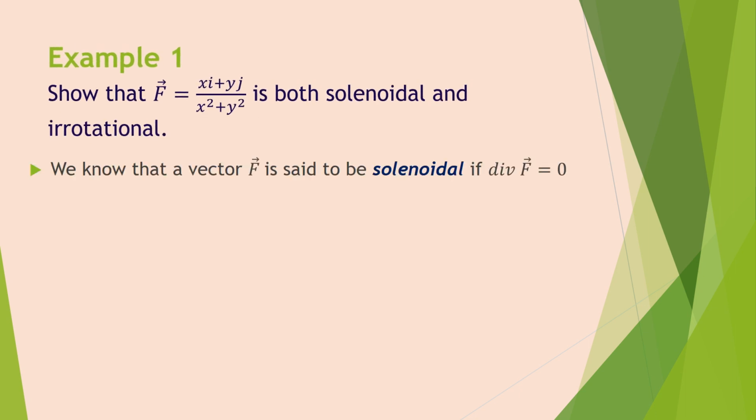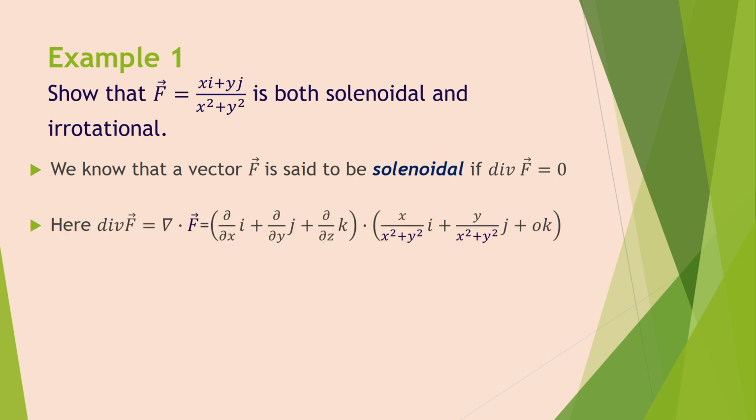We know that a vector F is said to be solenoidal if divergence of F is equal to 0, that is del dot F is equal to 0. So we have to show here del dot F is equal to 0. What is divergence or del dot F? Del means dou by dou x i plus dou by dou y j plus dou by dou z k, dot product with x by (x square plus y square) i plus y by (x square plus y square) j plus 0 k. How do we get here x by (x square plus y square) and y by (x square plus y square)? That is by splitting this F into components.